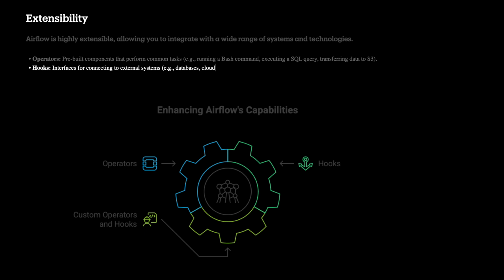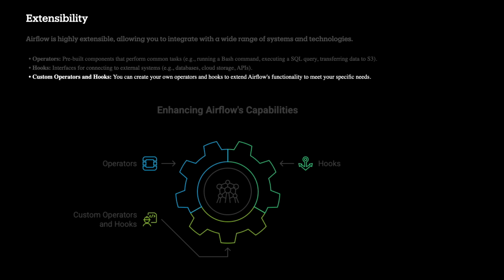And we have hooks, which is nothing but interface for connecting to external systems like database, cloud storage, and APIs. So we have seen before that Apache Airflow can connect to external systems like databases and cloud and APIs. So this is possible using hooks in Apache Airflow DAGs. And you can write customized operators and customized hooks also. So this will be used for your specific needs in your DAG design.